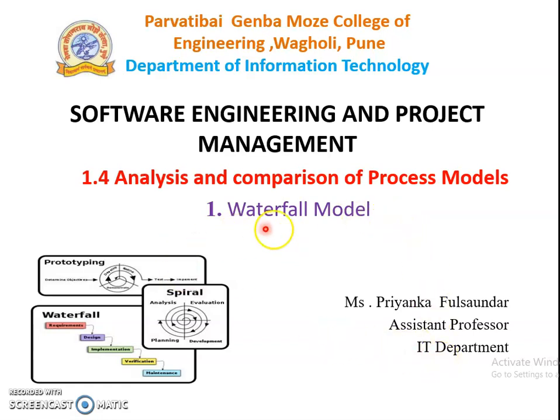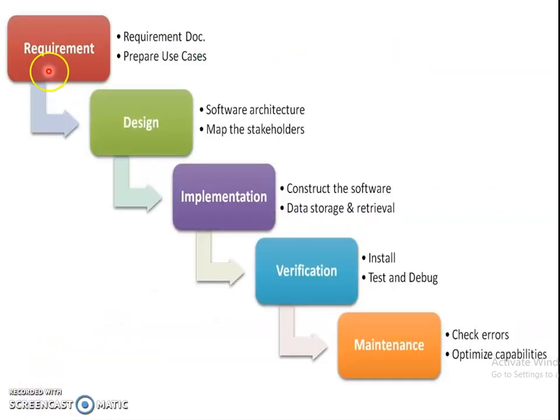In our last video, we discussed the generic process framework model. And in this video, we will discuss what a software process model is, and in that, we will discuss the waterfall model. Now, first we will discuss what a software process model is. A software process model is a simplified representation of a software process.